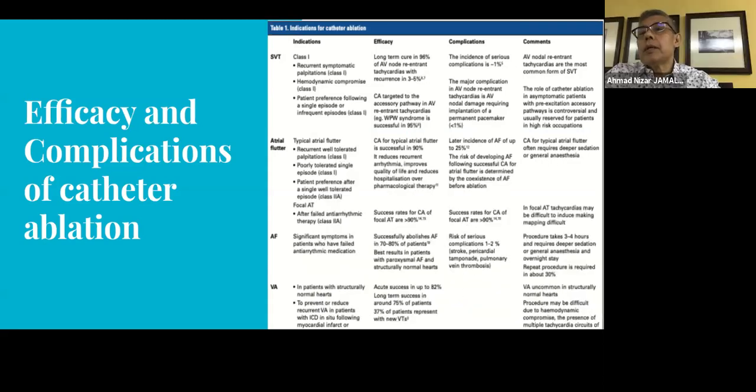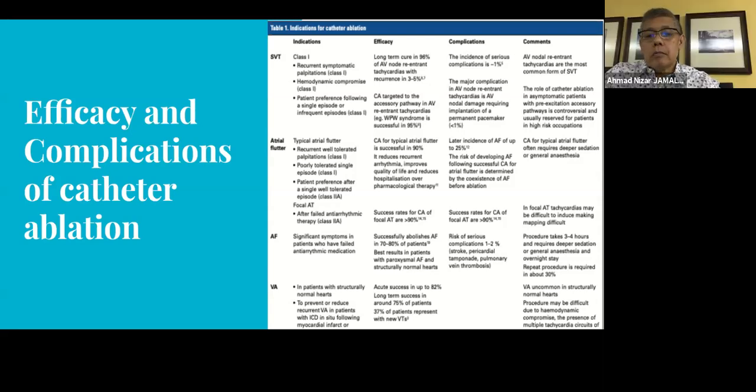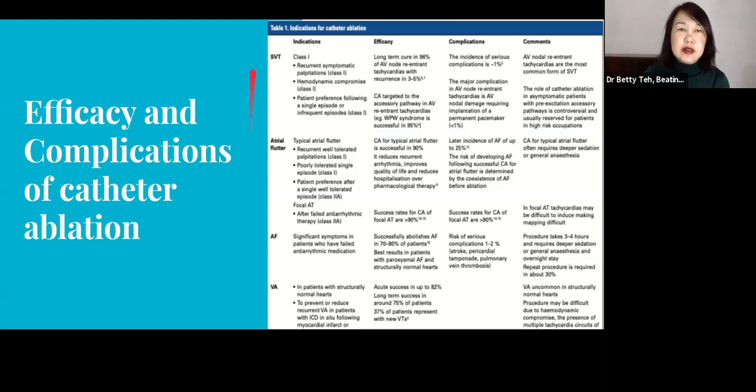Thromboembolism, cardiac tamponade, and AV block can occur, but generally speaking, it's less than 1%. That is the final slide.